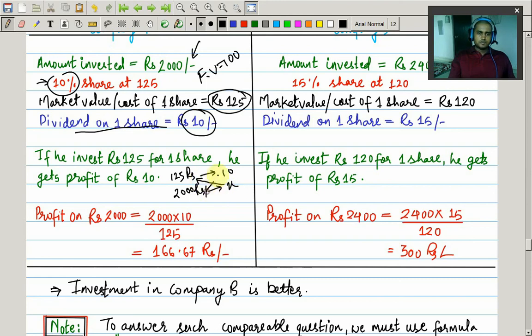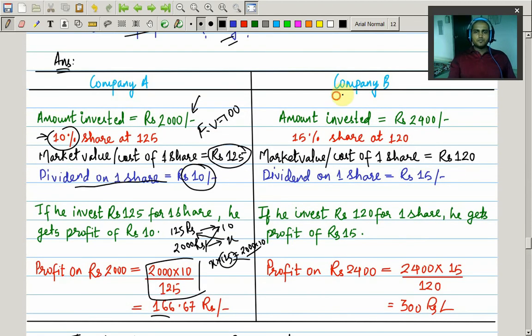Cross multiply. So x into 125 is equal to 2,000 into 100 into 10, and this 125 moves into the denominator. So this is what I have written here. Solve this, you will get 166.67 paisa.